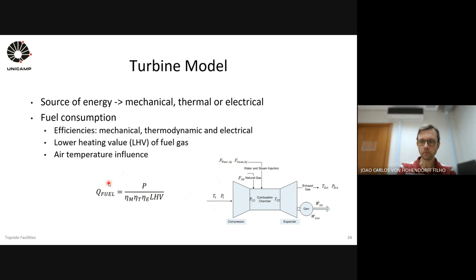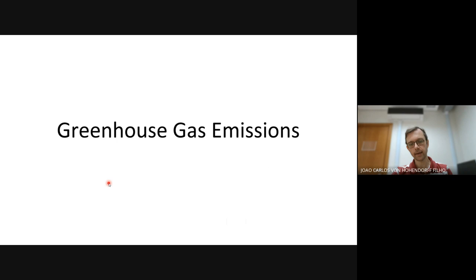I finished the models. These are the main models we need to use to calculate my production system, in terms of power demand, capacity of separation, compression, pumping. And now we just talk a bit about one aspect that has become more important in recent years, related to greenhouse gas emissions. That is a brief introduction for the next lecture.